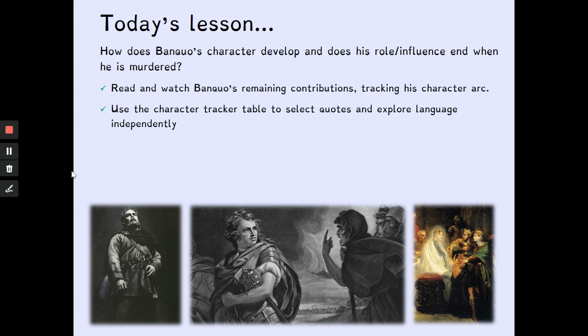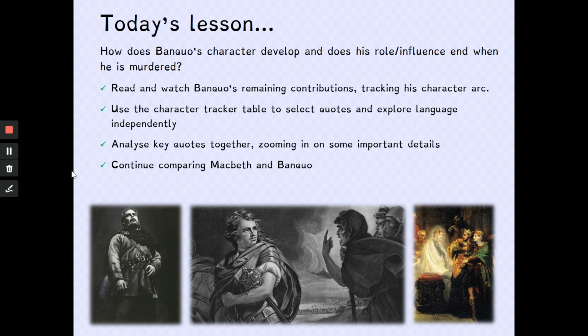We're going to use the character tracker table to select quotes and explore language independently, analyse key quotes together, zooming in on some important details. We'll continue to compare Macbeth and Banquo, and then plan a response to an exam question, which is something we haven't done before, but we will do today. So that's today's lesson in a nutshell.